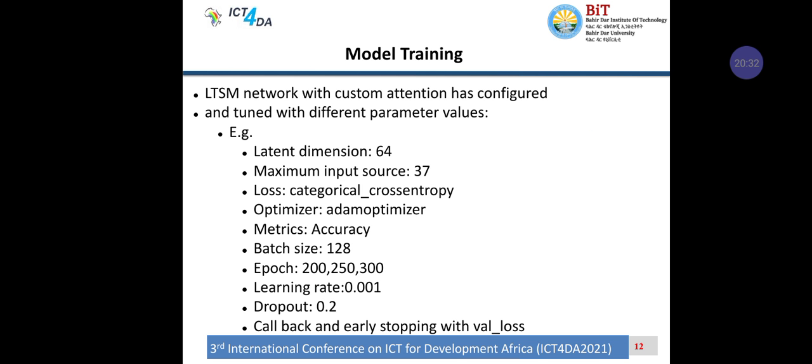SQL queries. Just to talk a bit about the parameter tuning and configuration for the LSTM network with augmented attention. Basically, we used various parameter values. To mention some of the values used: the latent dimension is 64, the maximum input length is 67, we used categorical cross entropy as the loss function, and the metric is accuracy. We used the Adam optimizer, and we tested various batch sizes and iteration values or epochs, a minimal learning rate of 0.001 and a dropout of 0.2. We also used a callback and early stopping mechanism to avoid overfitting, using the validation loss as the metric.